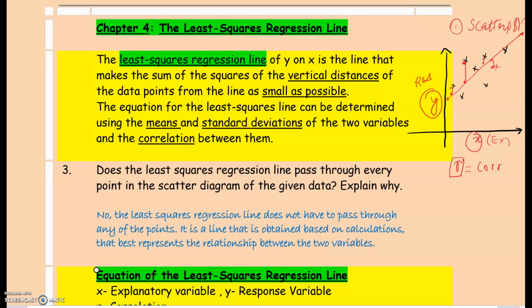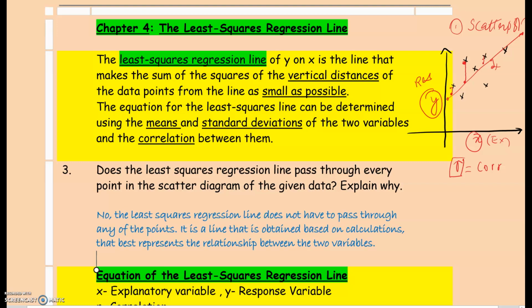The numerical summary R describes the strength of the linear relationship. The relationship has to be linear to begin with, and only then can we calculate R, the correlation, which gives us the strength of the linear relationship between the two variables. So it's appropriate to calculate R only if the relationship is linear. Now, from the scatter plot, we can find the form, which is linear in this case.